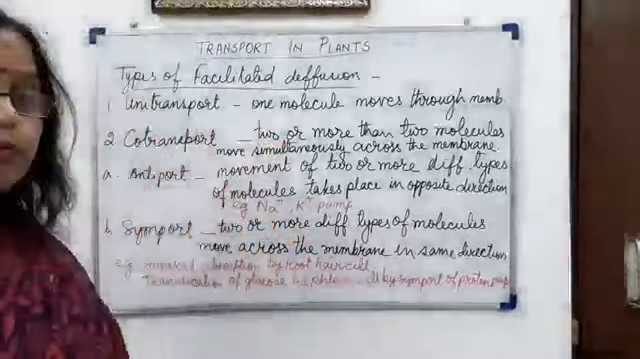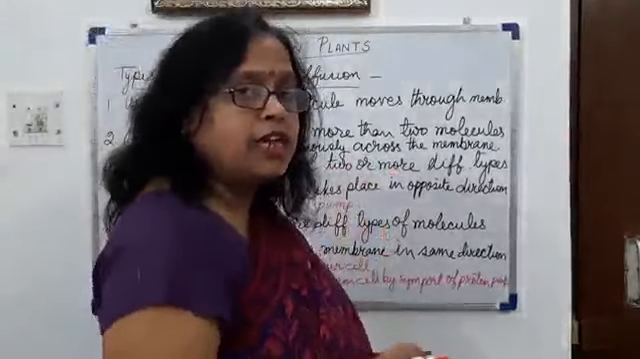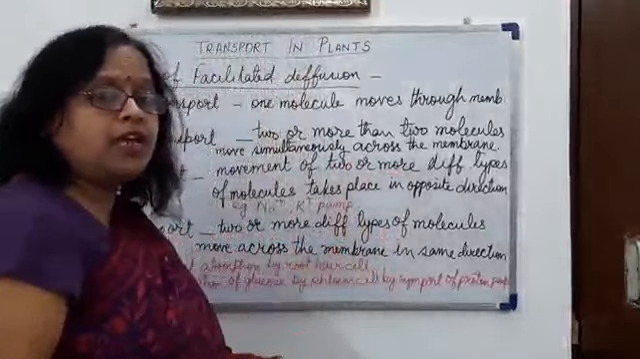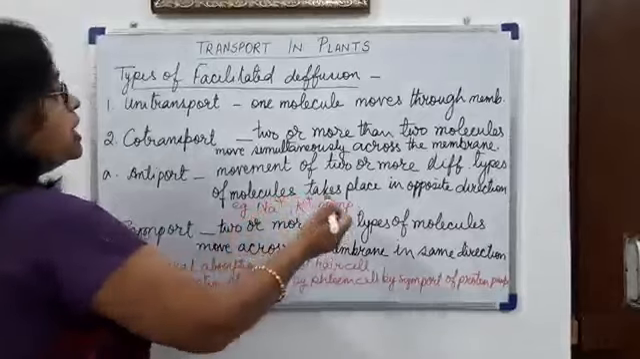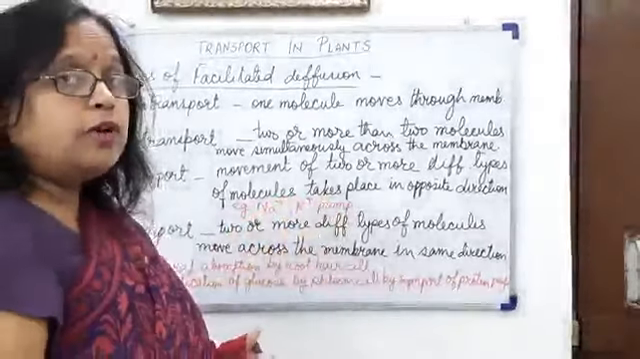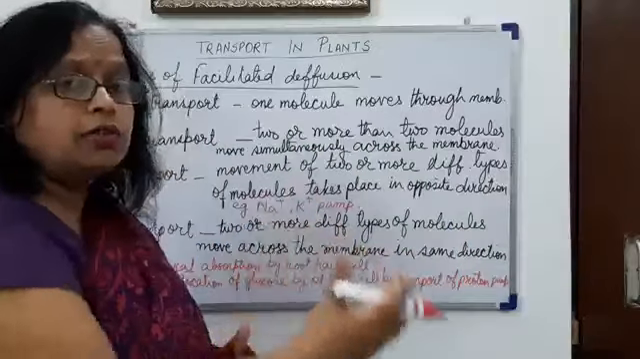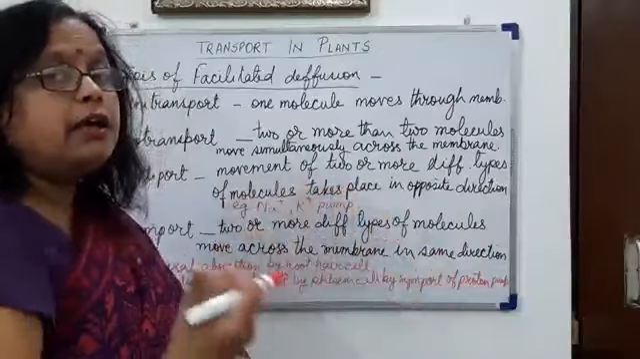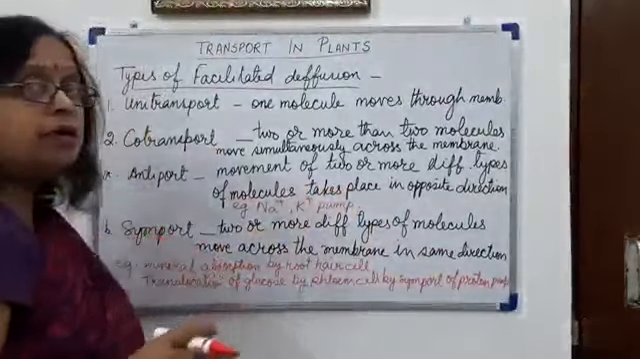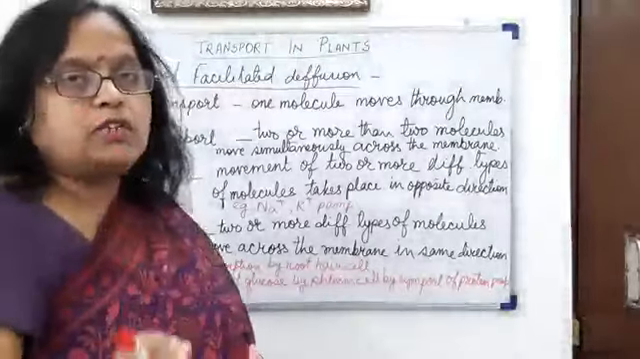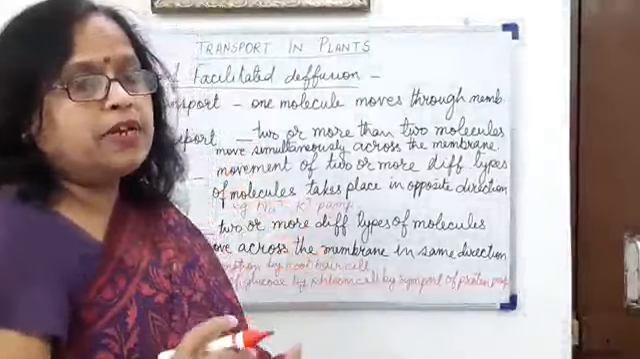Antiport. In the antiport, movement of two or more different types of molecules takes place through the membrane but in the opposite direction. For example, the sodium potassium pump means for every two potassium ions moving in, three sodium ions are moving out. And pump means the protein through which the ions are moving across the membrane. That is called the pump.